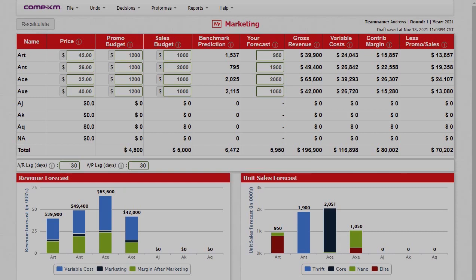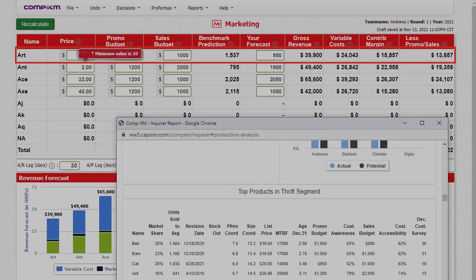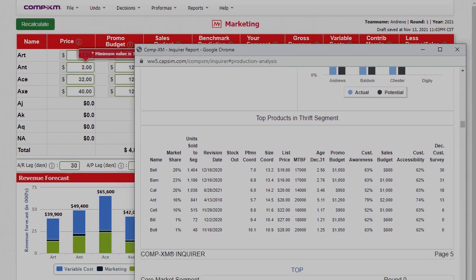So we can start with making a decision for prices. Our first product, this is Elite product. Currently, it is priced at $42 per unit. And we are not going to change that because we think it is still okay for round one.